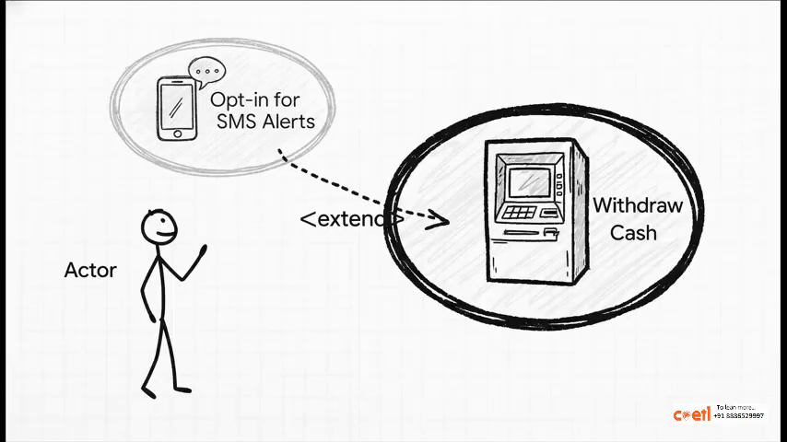Now let's look at extend. Sticking with our ATM example, you perform the withdraw cash use case. Then the screen might ask, hey, would you like to opt in for SMS alerts? Now, this is totally optional. Your withdrawal is going to work perfectly fine whether you say yes or no. So opt in for SMS alerts is an extension of that main goal. It's a preference, not a requirement.